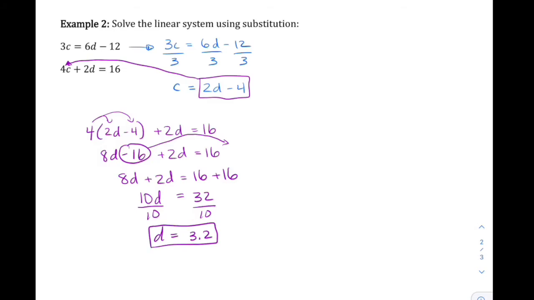So you might notice that it doesn't work out to a nice whole number. 3.2 would be difficult to tell on a graph where it would be, but with substitution we get those exact values of 3.2.